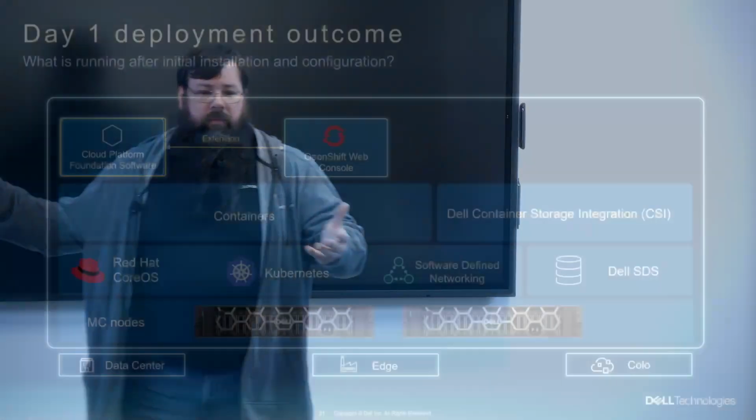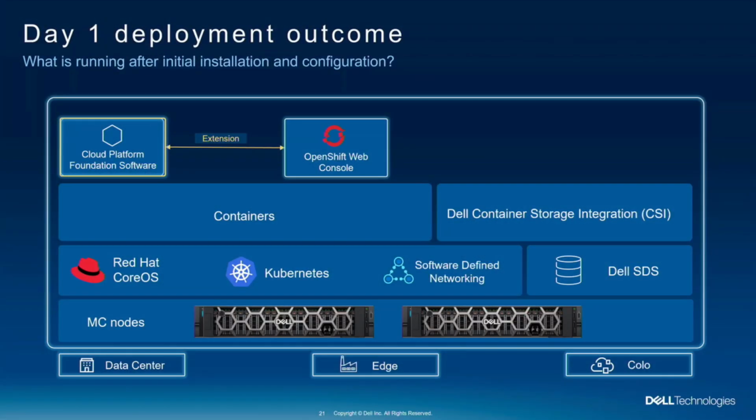To show an example, the question was brought up, once the deployment's done, what do you have? In the case of OpenShift, we have a fully configured OpenShift cluster. It's based on our MC nodes, which everything in the Apex Cloud Platform family is based on. Running Red Hat Core OS, OpenShift for Kubernetes, their software-defined networking, and it's using Dell SDS storage as the backend storage. We connect to that through our container storage integration, our CSI, and you have the ability to run native containers on that.